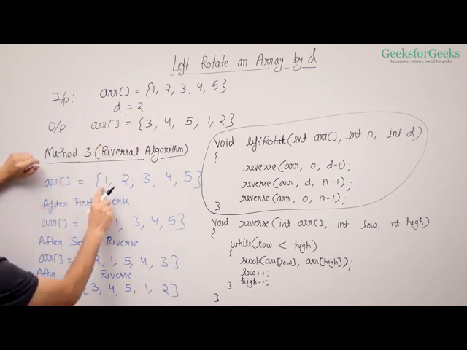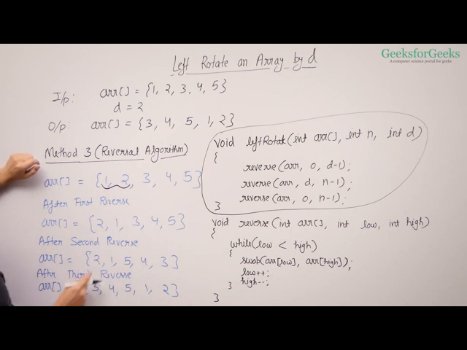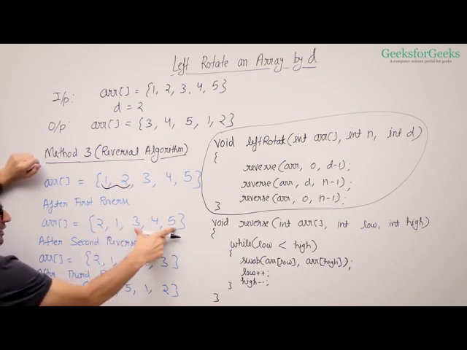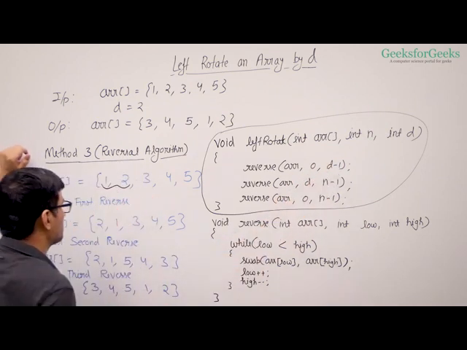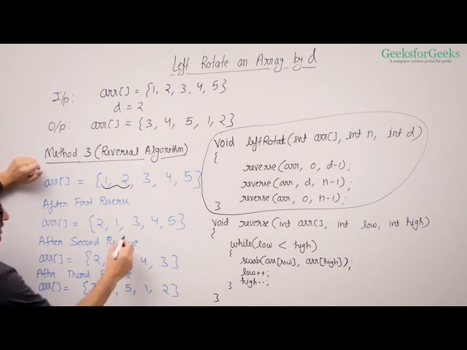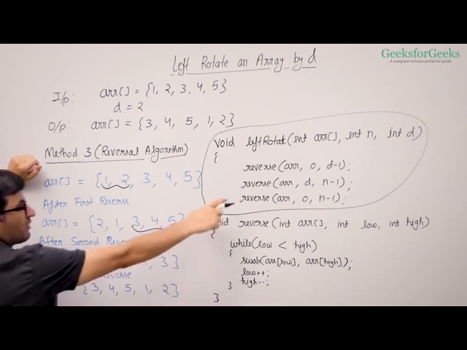So first we reverse these 2 elements. And after reversing we get 2, 1. And these 3 elements remain as they are, because for the reverse function we are passing the parameters 0 and d minus 1. Then we reverse the last 3 elements. And after reversal we get this. So this happens after the second reversal.